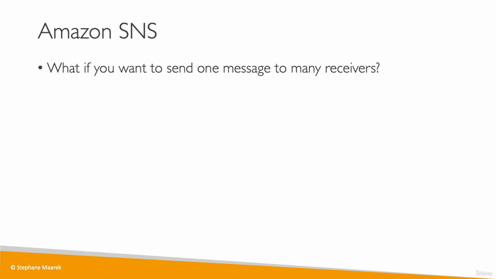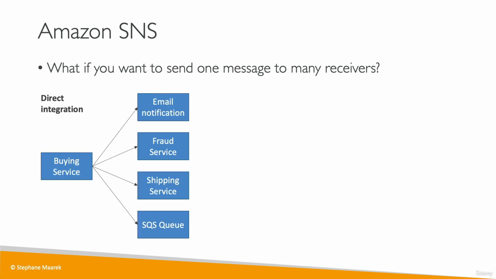Now let's talk about Amazon SNS. So what if this time you want to send one message and have many different receivers? You could have a direct integration where, for example, a buying service application could send an email notification, then send a message to a fraud service, send a message to a shipping service, and maybe even send a message into an SQS queue. This is cumbersome because every time you have to add a new receiving service, you need to create and write that integration.